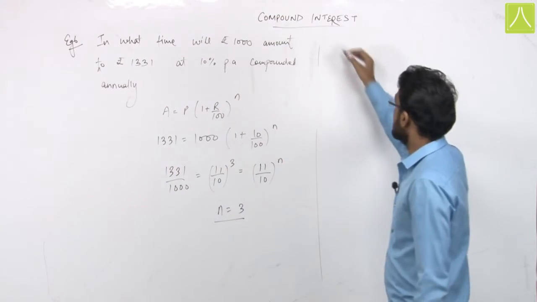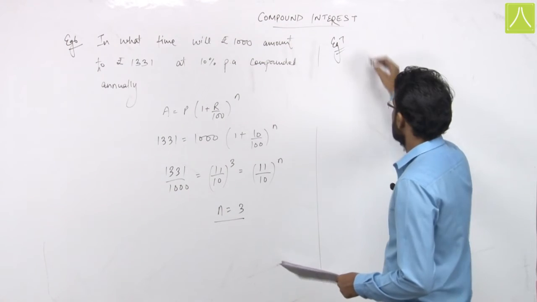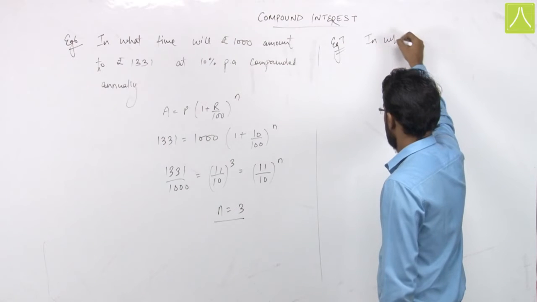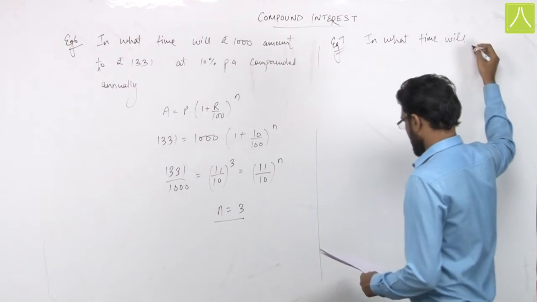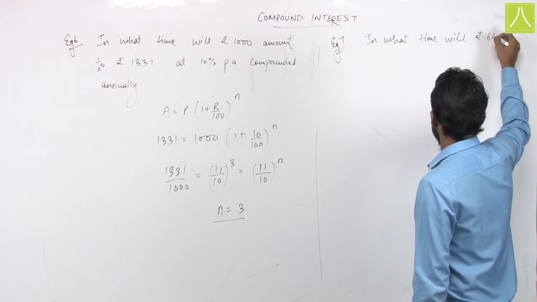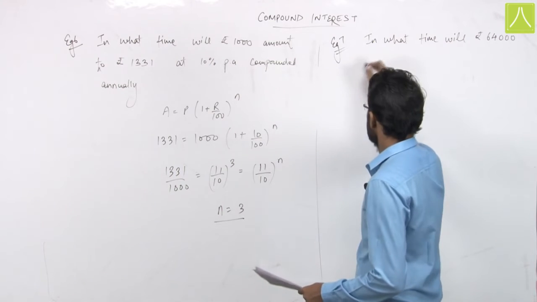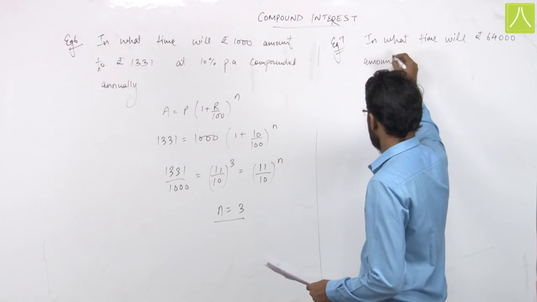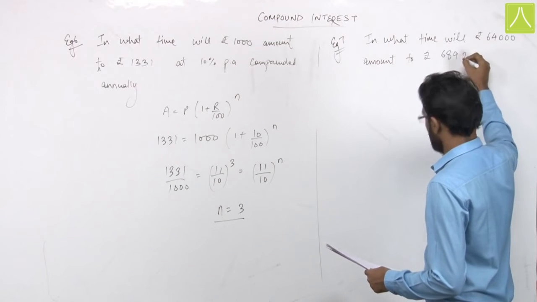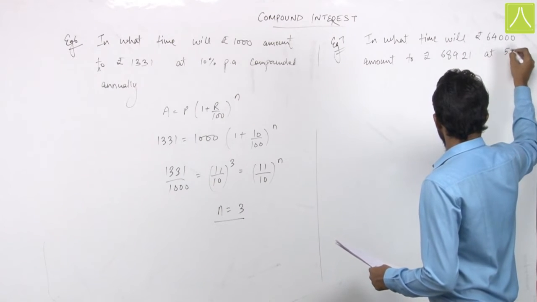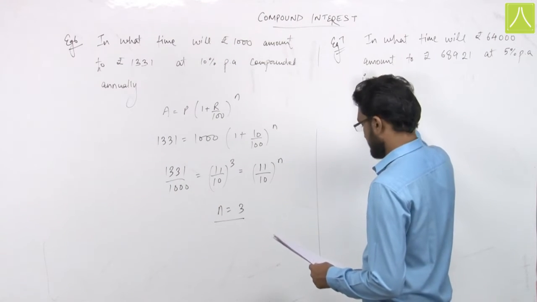Let us see some more examples calculating the time. In what time will rupees 64,000 amount to rupees 68921 at 5% per annum, interest being compounded half yearly?